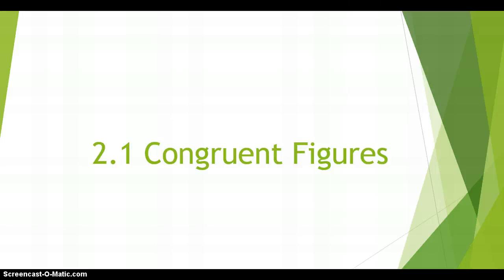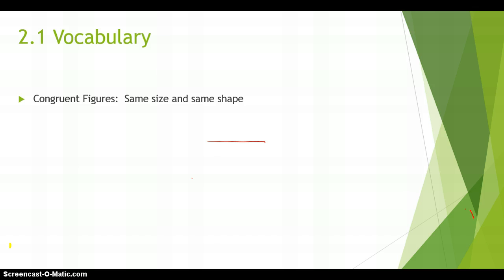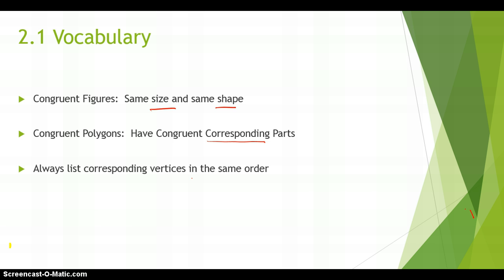Chapter 2.1 Congruent Figures. Congruent figures have the same size and the same shape. Congruent polygons have congruent corresponding parts. Always list corresponding vertices in the same order. Now, vertices, remember, is another word for angle.